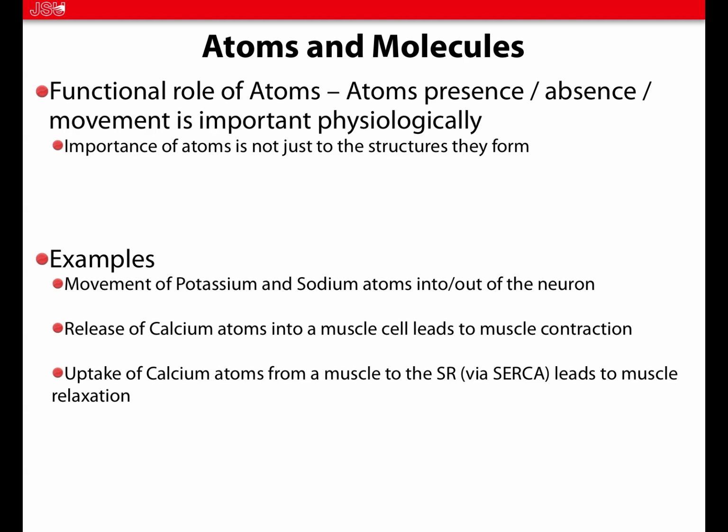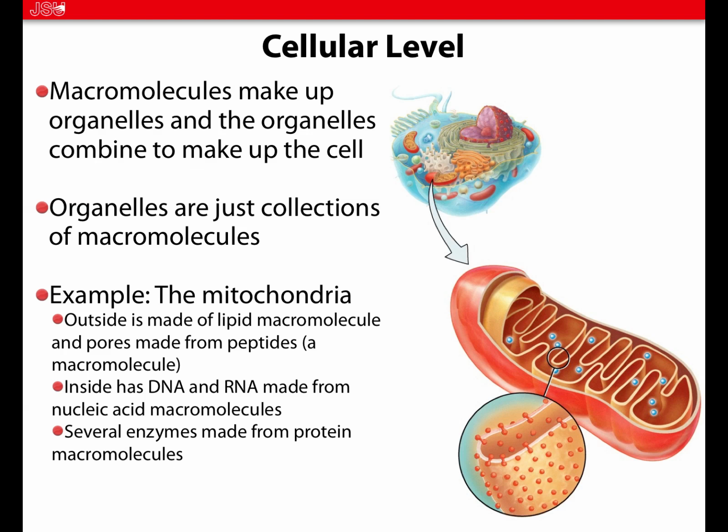Now, let's not worry about these examples on the bottom because we're going to talk a lot about this in the continuing weeks, but let's know right now that the presence or the absence of an atom in the cell has a physiological effect on the cell. Okay, and these are just 3 examples of that. So what's the next level? Well, we're going to take those macromolecules, your nucleic acids, proteins, carbohydrates, and we're going to make up organelles. Okay. We're now reaching the cellular level.